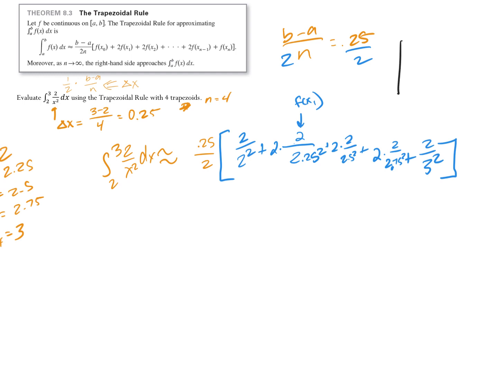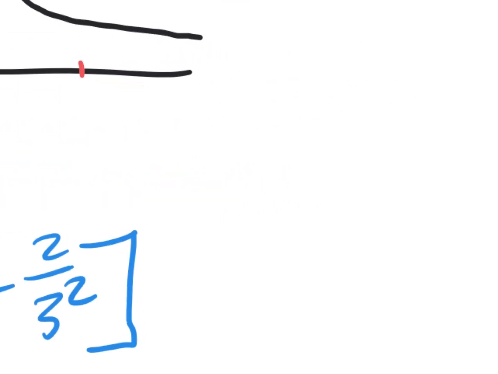And if we were to just kind of sketch that for a second, the function might look, let's see, might look kind of like this. When we're talking about from 2 to 3, split up into 4 trapezoids.